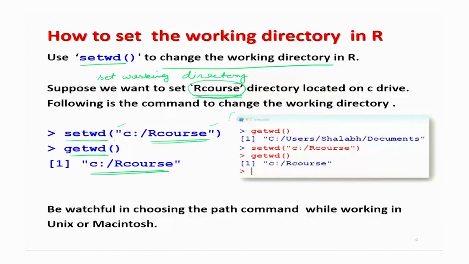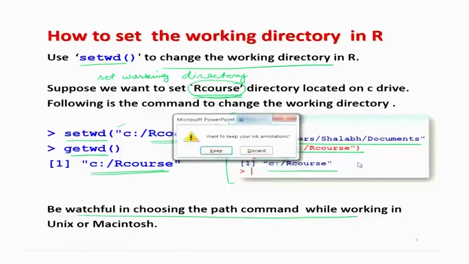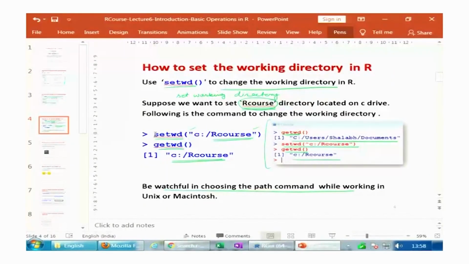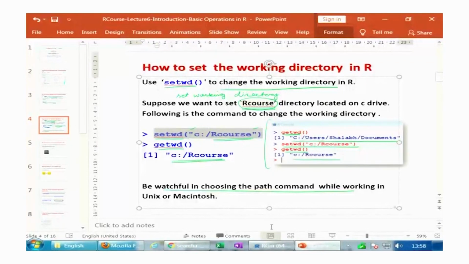So you can see here the output on the R console goes like this. If I try getwd, it gives me this directory, c:\users\shalom\documents, and after I change the working directory and try to get it again, it shows me c:\R course. Right. So you have to be watchful when choosing the path while working in Unix or Macintosh. But before going further, let me try to execute these commands on the R console also.